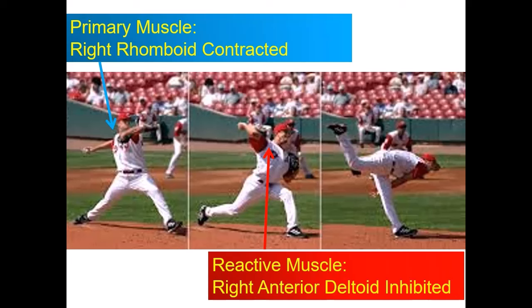Diagnosis of this would be if, after a full contraction of the rhomboids, the anterior deltoid and pec major tested weak. Then you would treat the rhomboids by approximating the muscle spindles several times and then retest. You would repeat until the reactive muscle tests strong.